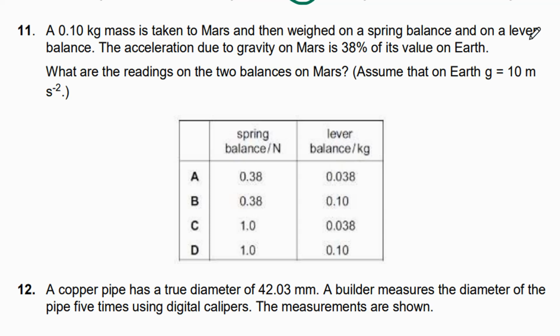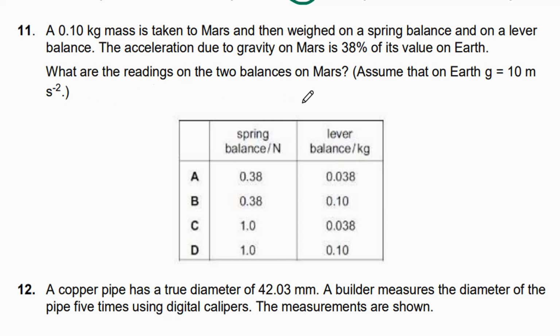Here it says a 0.10 kilogram mass is taken to Mars and then weighed on a spring balance and on a lever balance. The acceleration due to gravity on Mars is 38% of its value on Earth. What are the readings on the two balances on Mars? Assume that on Earth g is equal to 10 meters per second squared.